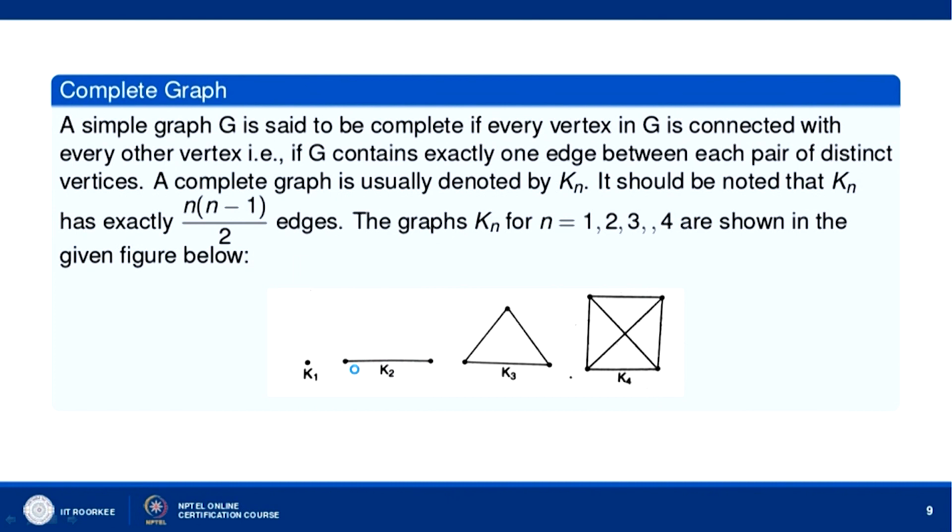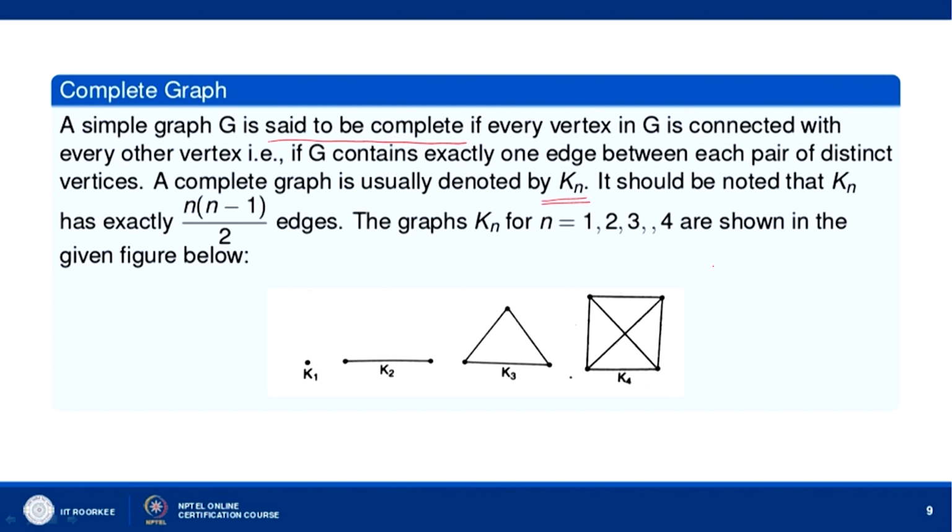Now, complete graph: a simple graph G is called complete if every vertex in G is connected with every other vertex, that is, if G contains exactly one edge between each pair of distinct vertices. You take any two vertices, there is an edge connecting them. A complete graph is usually denoted by Kn. It should be noted that Kn has exactly n(n minus 1)/2 edges, because in Kn there are n vertices, and each vertex is connected to every other vertex.